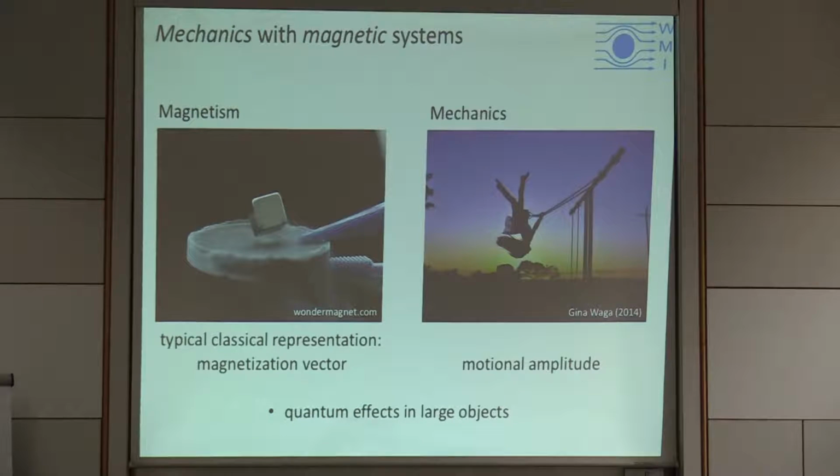So for magnets, you would say, I can describe, at least in a ferromagnet, everything reasonably well with a classical magnetization vector which points in some direction. And for the mechanics, you would say, okay, I'm sitting on a swing, I have an amplitude and a phase, or amplitude and a momentum, and that's it. And the question is, can we get there, and what kind of tricks can we play to push in the quantum direction, in particular for large objects?